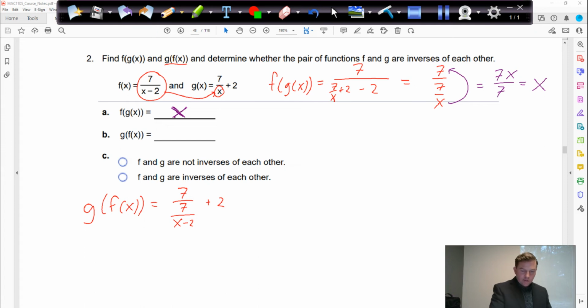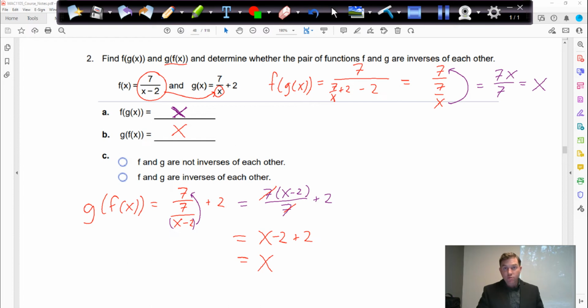And now I'm going to use that same trick we just used. Triple fraction, this entire thing is going to pop up here. And so we get 7 times x minus 2 over 7, plus 2. Now don't distribute, so that 7 and that 7 will cancel. And we're just left with x minus 2 and then plus 2. The 2's will cancel, and we just have x.